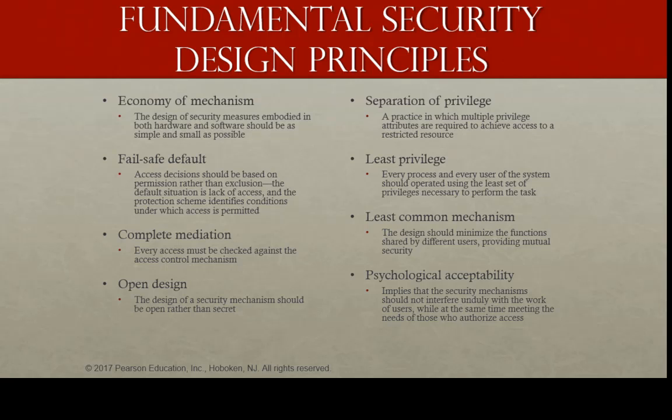Fail-safe default means that access decisions should be based on permission rather than exclusion. That is, the default situation is lack of access, and the protection scheme identifies conditions under which access is permitted. This approach exhibits a better failure mode than the alternate approach, where the default is to permit access. A design or implementation mistake in a mechanism that gives explicit permission tends to fail by refusing permission, a safe situation that can be quickly detected.